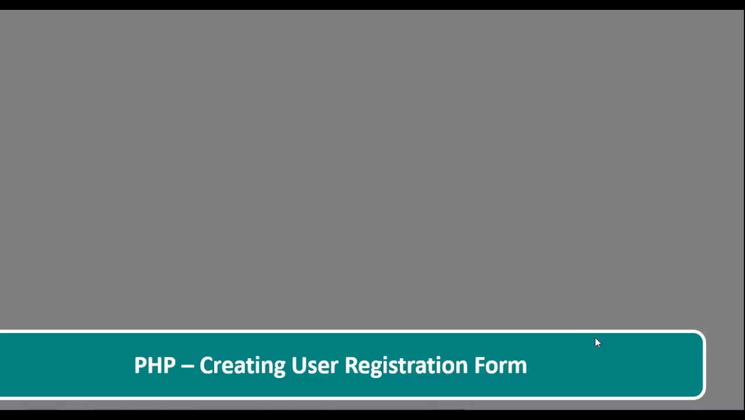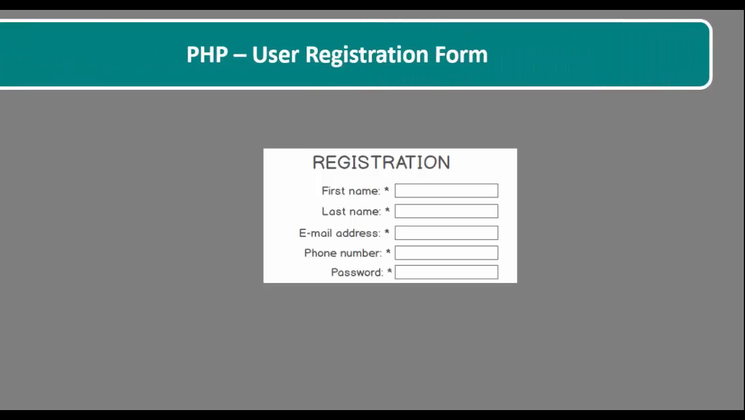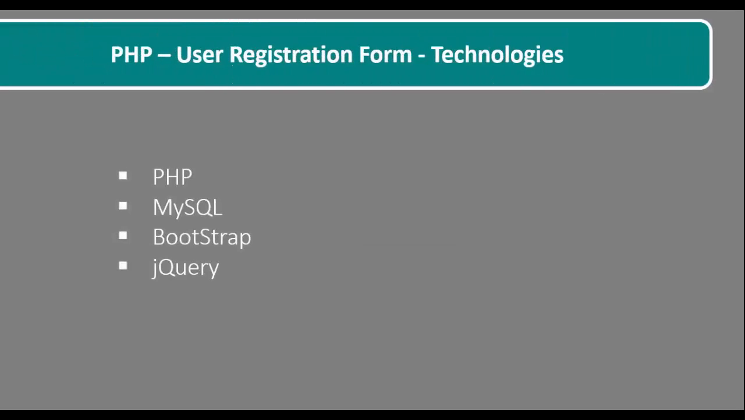In today's lecture, we're going to talk about how to create a user registration form using pure PHP. In this course, we'll learn how to create this particular registration form. We have the first name, last name, email address, phone number, and of course the last one, password. The technologies that we're going to use are PHP and MySQL. We're going to use Bootstrap for the front end of our user registration form, and of course jQuery. So let's go ahead and create our new project.